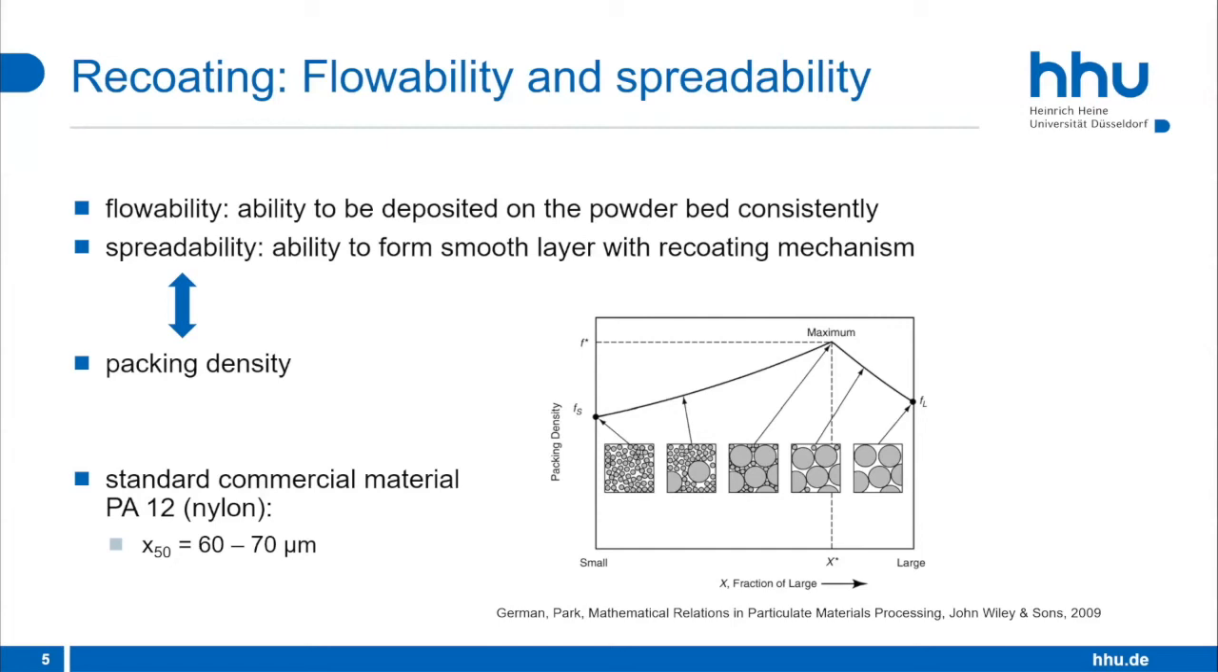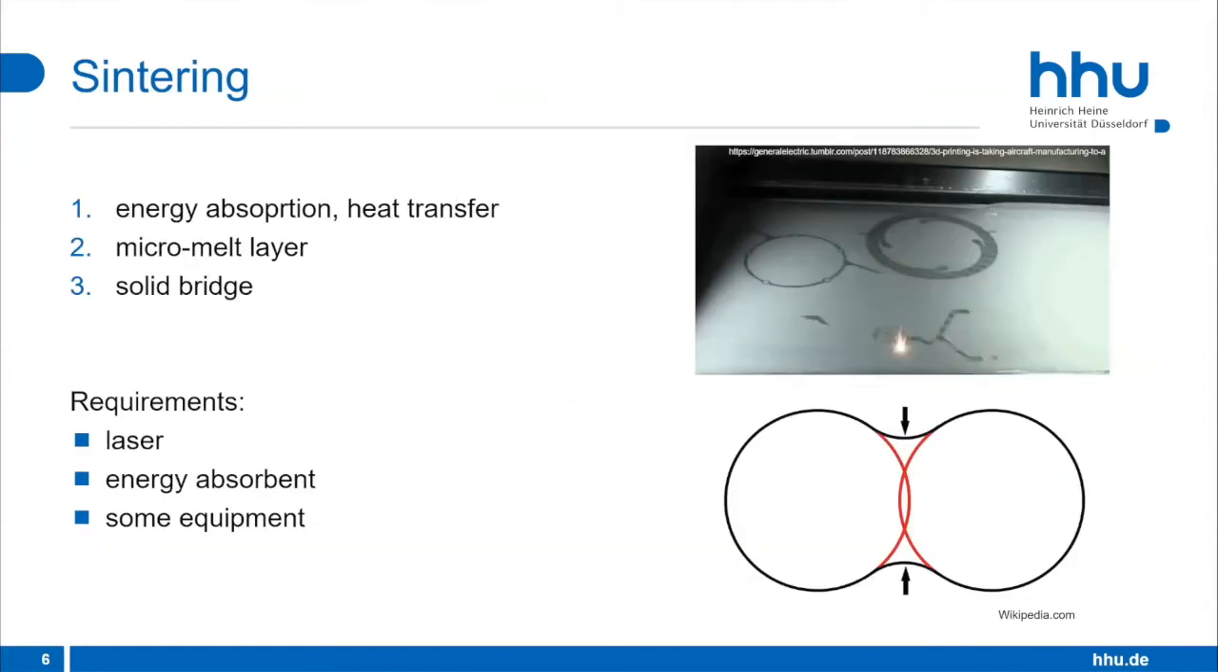But let's assume that you have found a pharmaceutical material that has a good flowability and spreadability and also fits packing density. Then you have to start with the sintering process. So here you see a small video of what the sintering process looks like on a machine from General Electric. And what takes place is you have the energy absorption, heat transfer within the particles and the layer, and you create a micro melt layer on the surfaces.